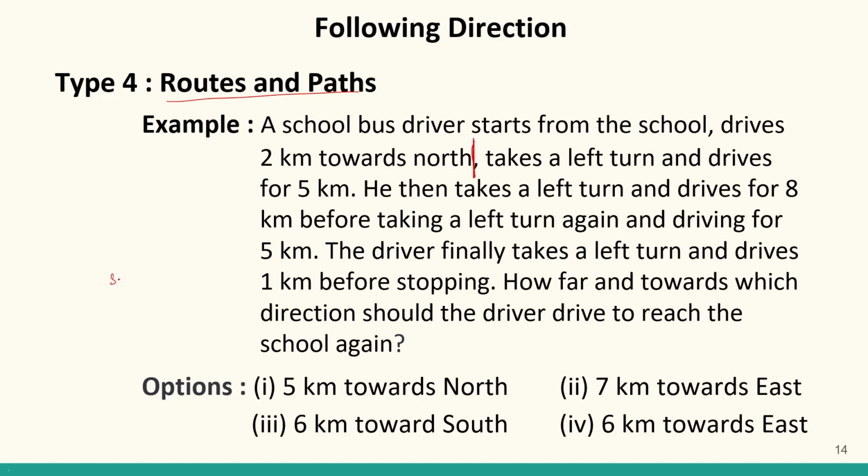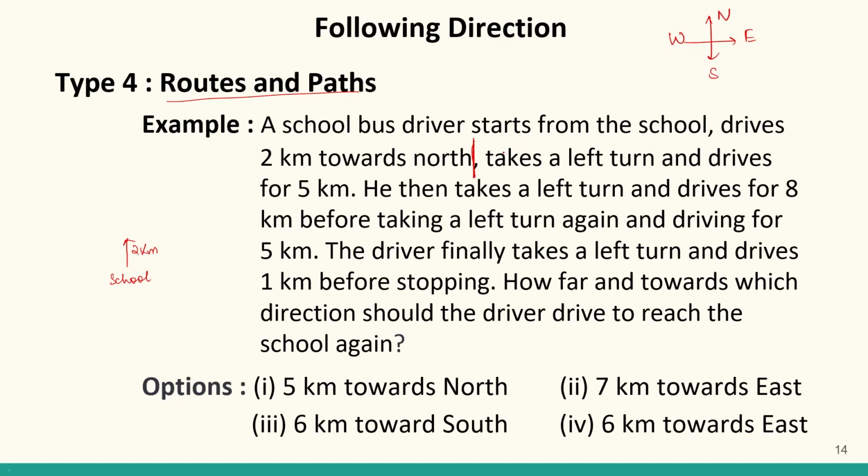So let's say this is the position of school. He drives 2 kilometers north. He moves upwards. So this is for your reference, okay? He's moving 2 kilometer upwards north.